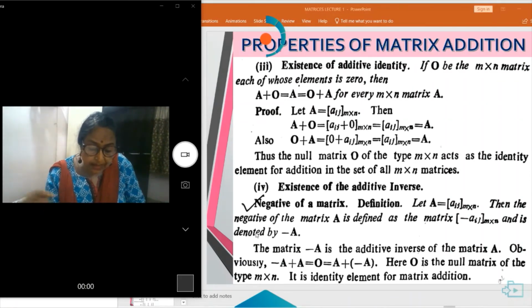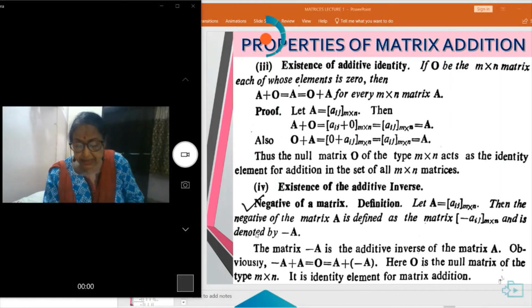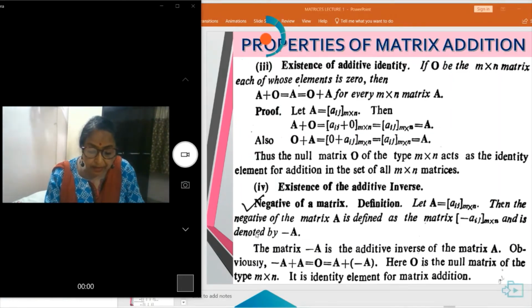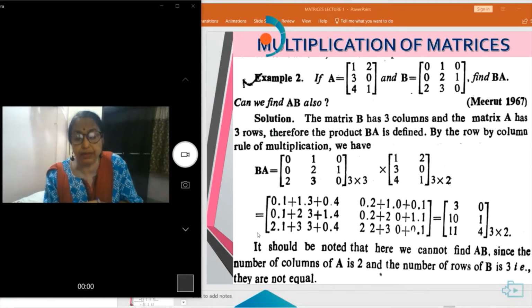Now, existence of additive inverse. Let A be equal to the (a_ij) m cross n matrix. So minus (a_ij) m cross n is the additive inverse of A, because minus A plus A is equal to A plus minus A is equal to 0, that is the identity element.